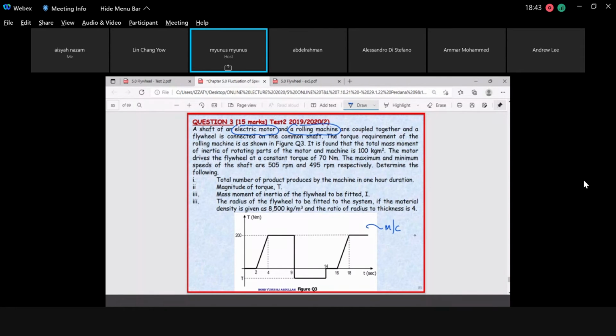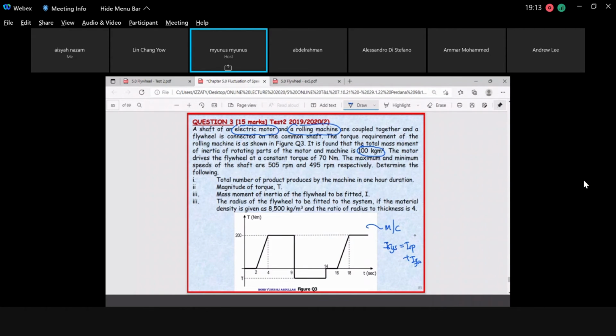And it is found that the total mass moment of inertia of the rotating parts of the motor and machine is 100. I remember this one is I system. So this I system is equal to I rotating part plus the I flywheel. And they also provide you 100. This one is for the rotating part. It's not for the system. This is the rotating part. It's only 100 kilogram meter squared.